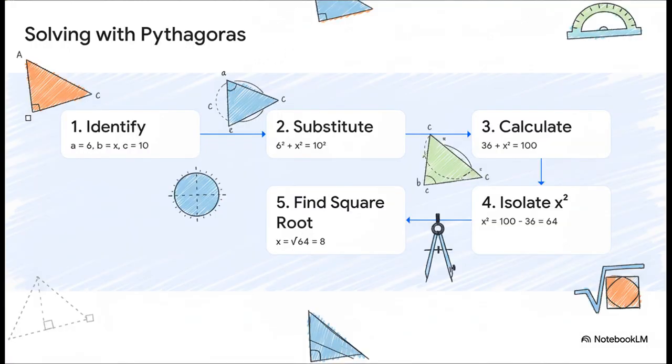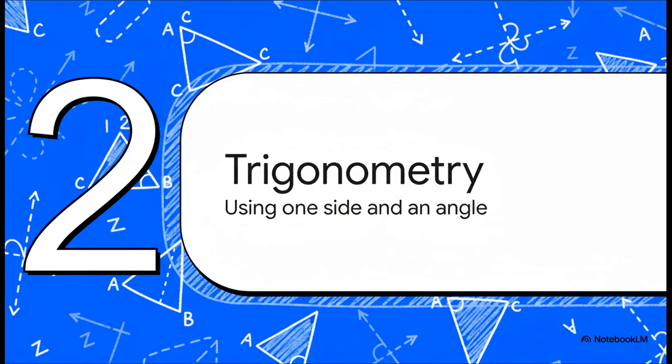Okay, the process is really straightforward. We just plug in what we know. 6 squared plus x squared equals 10 squared. That becomes 36 plus x squared equals 100. A little quick subtraction. We move the 36 over and you get x squared equals 64. Take the square root of 64. And there you have it. x equals 8.